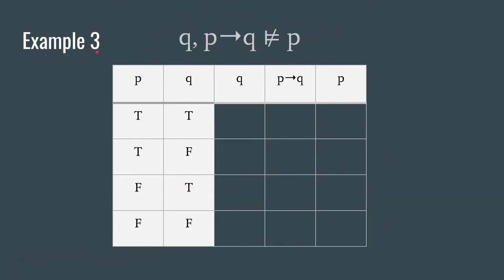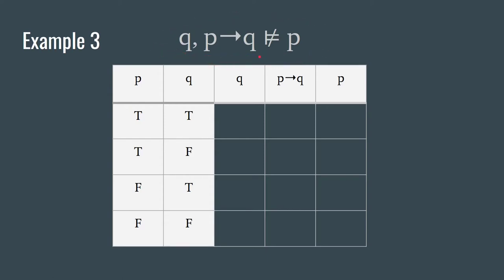Here we have a third example. Notice though, we're doing something a little bit different. In this case, the double turnstile has a slash through it. That means invalid. So what we want to show here is that this argument form is not valid. It fails the validity test. This is a famous example of an invalid argument form.